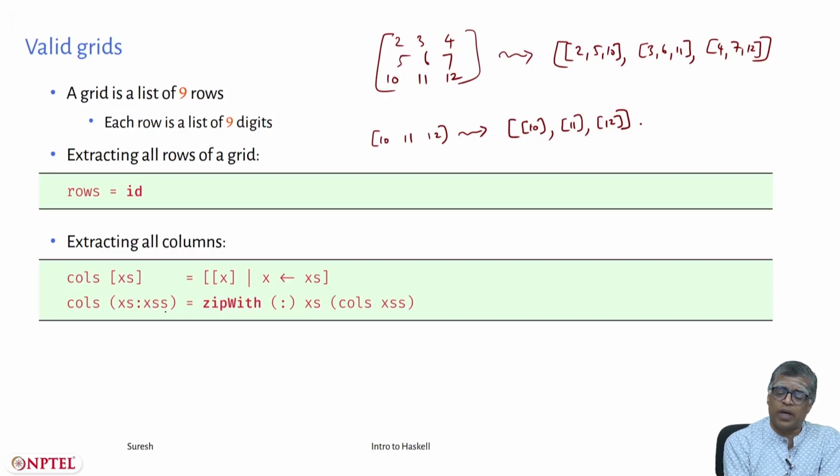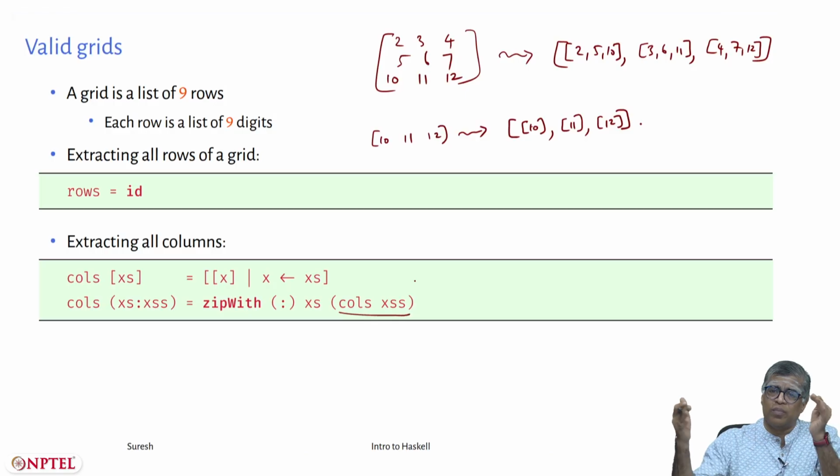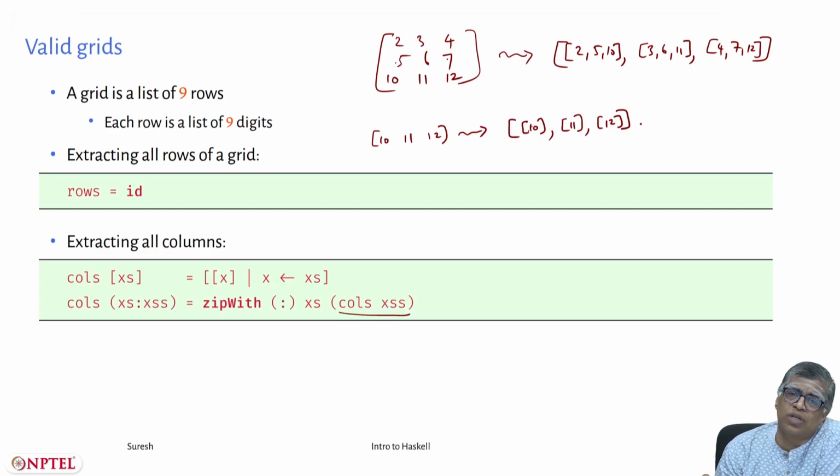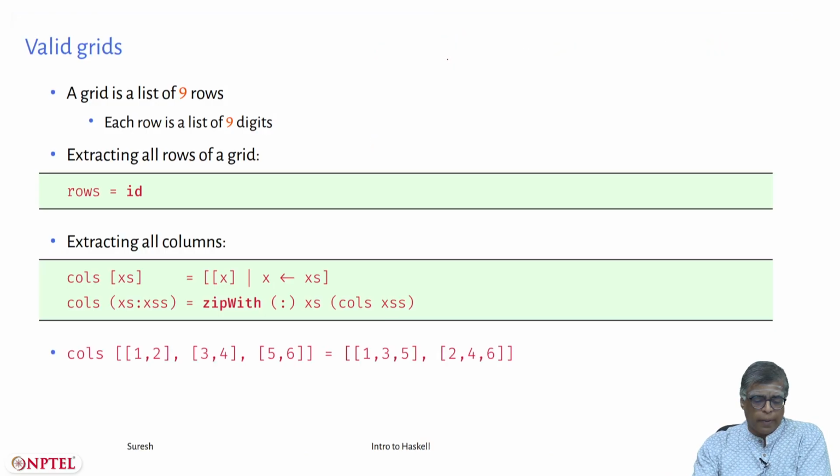Cols of x colon xss is, first you determine cols of xss, which will give you some list of lists, and then you zip with x and that. So 5 will attach to the list 10, 6 will attach to the list consisting of 11, 7 will attach to the list consisting of 12, and so on and so forth. So cols of 1, 2, 3, 4, 5, 6 will give you 1, 3, 5 and 2, 4, 6. That is to extract all the columns.